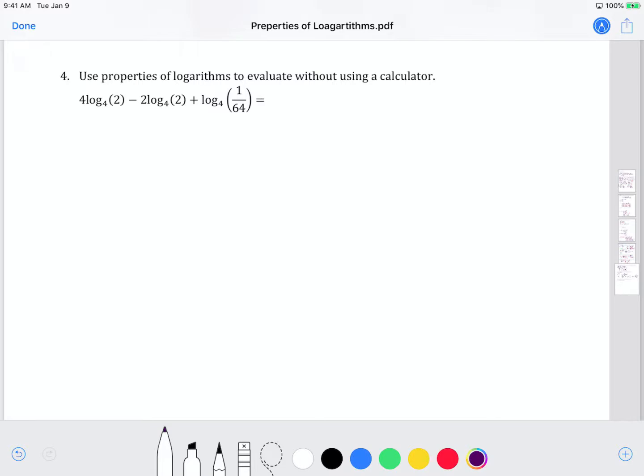Okay, last example. So we have 4, and I've got to figure out log base 4 of 2. Well, to go from 4 to 2, I would have to raise 4 to the 1/2 power because the square root of 4 is 2. So log base 4 of 2 would have to be 1/2. And so I have minus 2 times 1/2 for this one as well because log base 4 of 2 is 1/2.